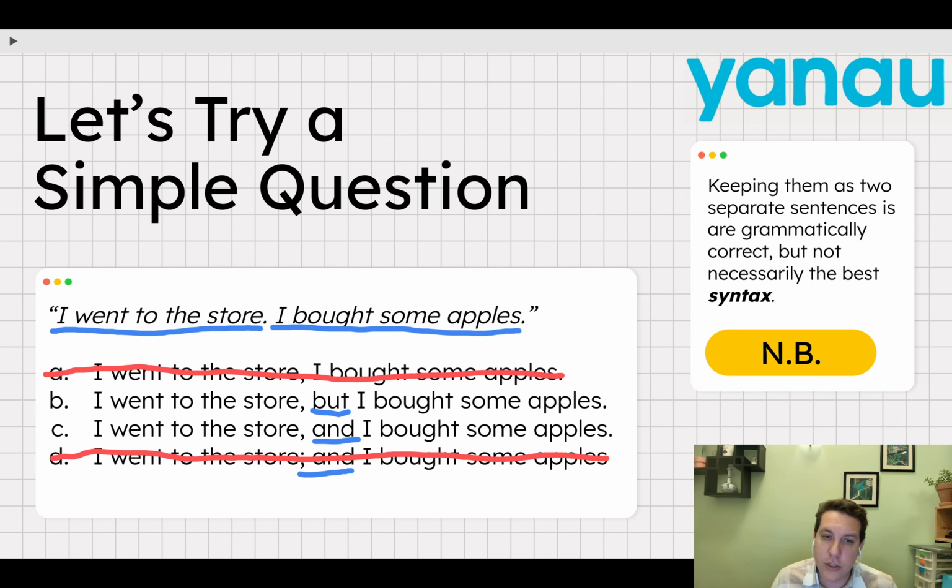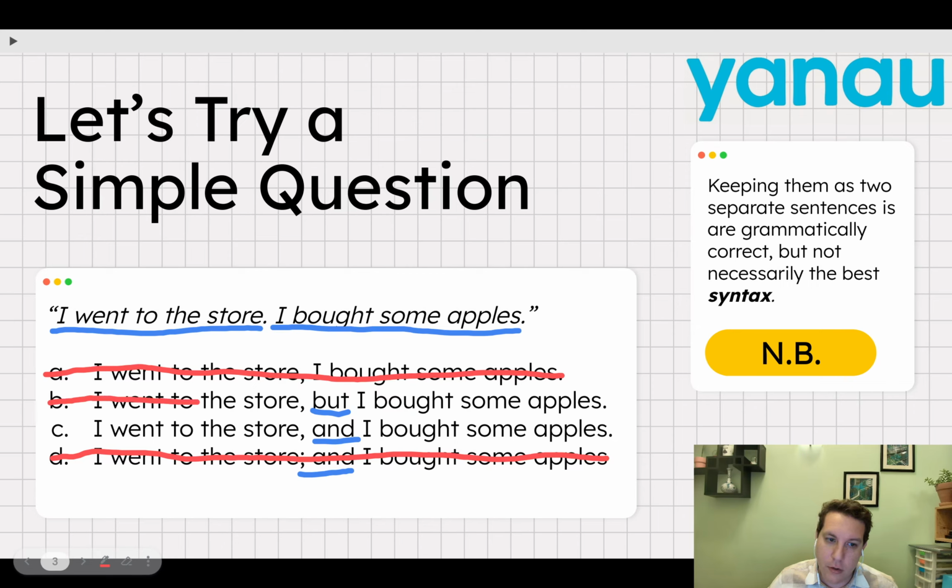Now here's a question. Is buying some apples something that you normally do at the store, or something that you rarely do at the store? If it's something that you normally do at the store, we're going to pick and. If it's not something that you do at the store, as in it would be something strange, you would put but. For example, if you said, I went to the store, but I didn't buy anything.